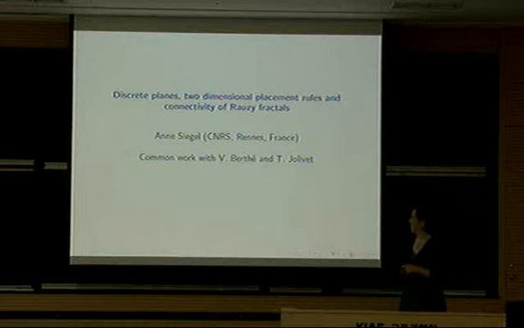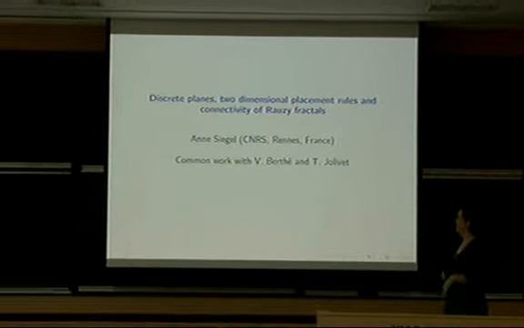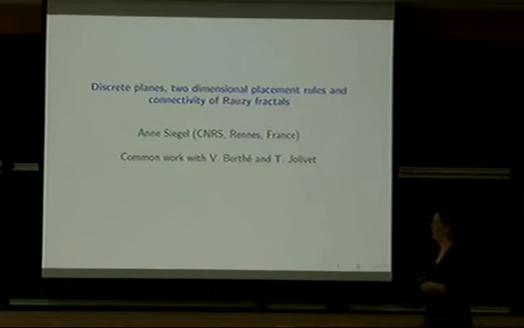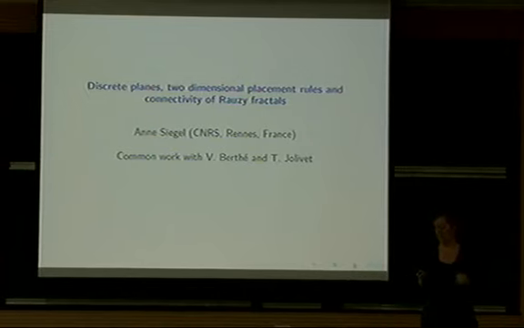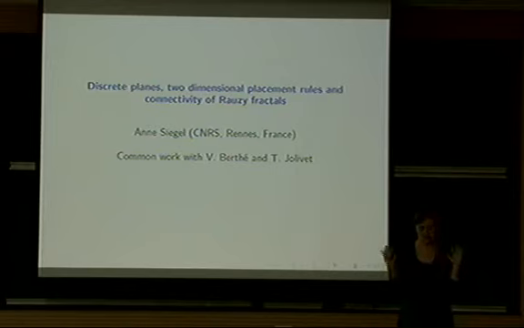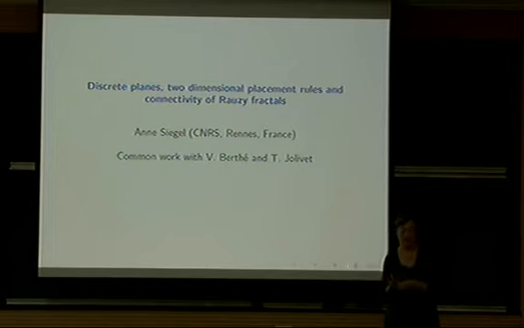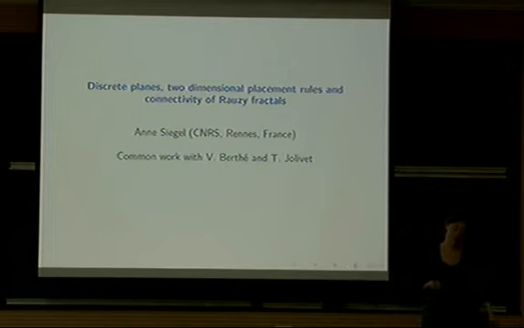And as others, this is a really new talk, so I would like to apologize for all the mistakes that are inside. And please ask questions whenever you don't understand something. So my purpose will be to explain how we can investigate self-similar sets, which are called Rauzy fractals, by using new tools, which are very combinatorial and made of discrete planes and two-dimensional placement rules. So it will be somehow technical, and so please interrupt me.